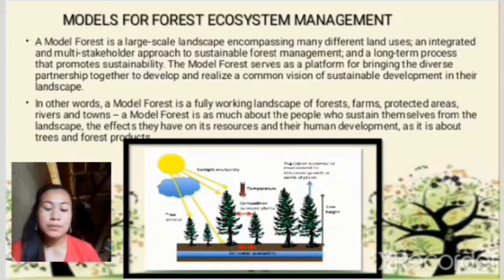So, sustaining the forest is about managing the forest to provide wood, clean water, wildlife habitat, and beautiful landscape. And that's all, and thank you.